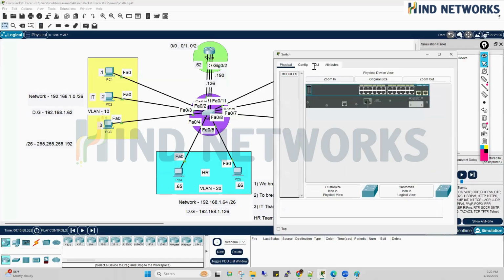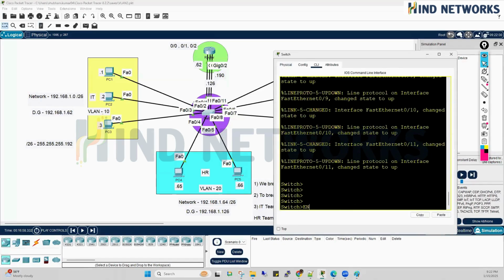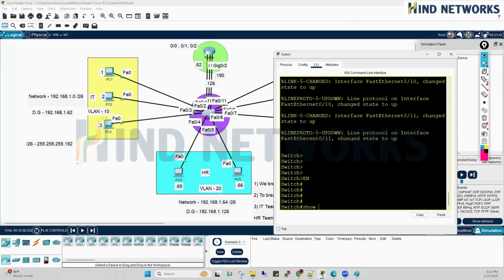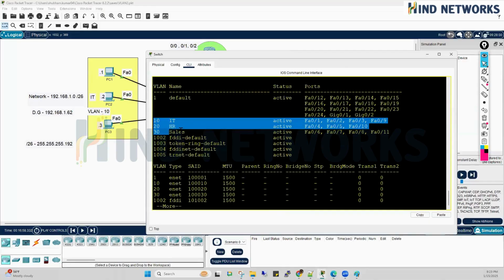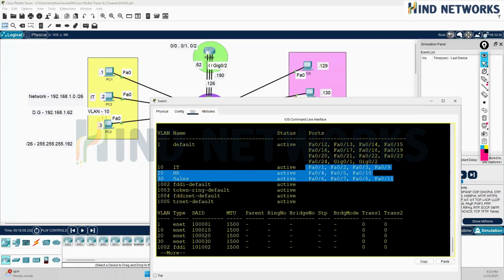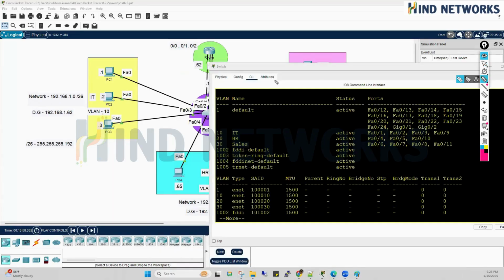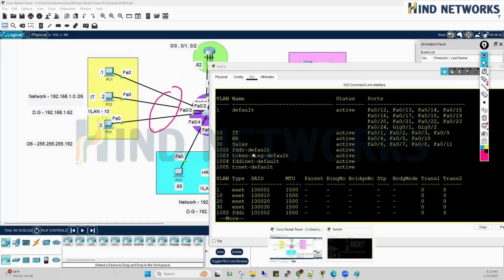So come to the switch. On switch, first of all, you need to check, do we have VLAN? What is the command to check the VLAN? So show VLAN. See here. VLAN number 10, VLAN number 20 and VLAN number 30 are there. Three VLANs are already configured there. Clear? Now, see, all the ports are already moved. Now, let me cross check. See here, come with the IT VLAN. In IT VLAN, these three ports are the part of which VLAN? VLAN number 10.